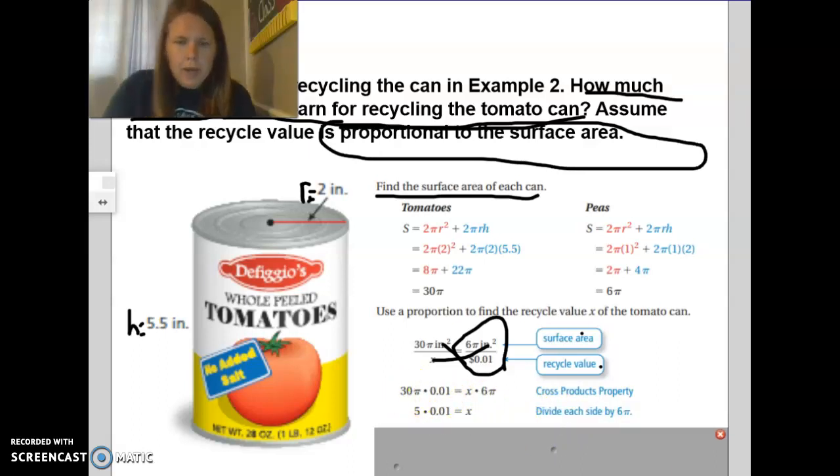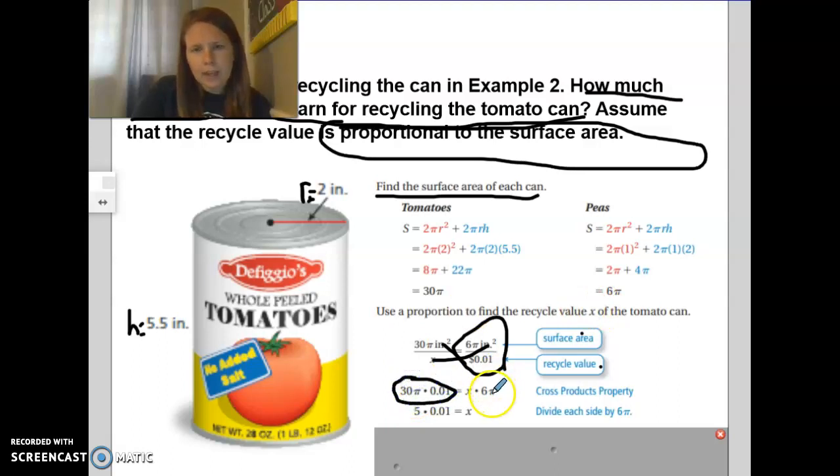So 30 pi. Oh, how did they all of a sudden get 5? So one way they did this before actually multiplying: how do we undo this multiplication of 6 pi? Well, the inverse operation of multiplication is division. So what they did already is they took this 6 pi and they divided it on each side. So divide each side by 6 pi.